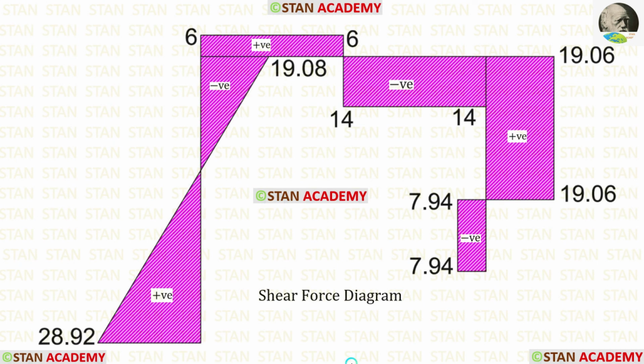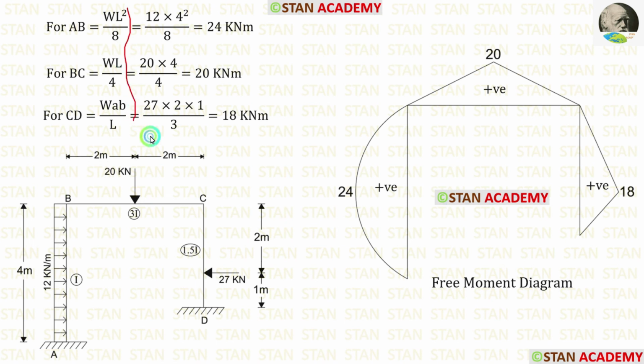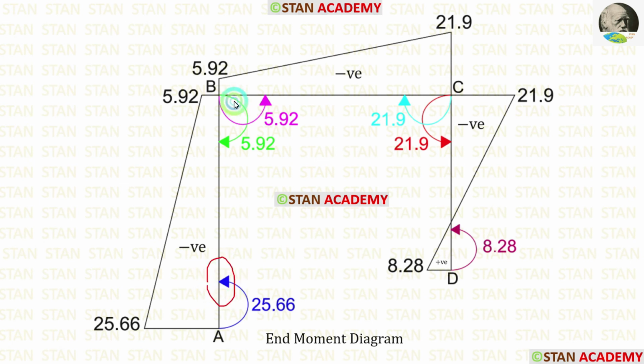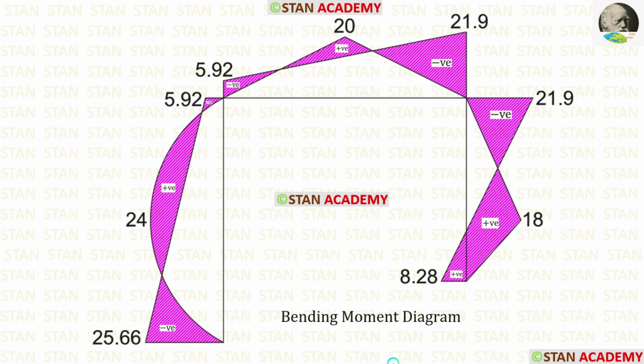Using the reactions and loads, we can make the shear force diagram. Using the formulas, we can make the free moment diagram. Using the direction of the end moments, we can make the end moment diagram. Then we can combine the free moment diagram and end moment diagram so that we will get the bending moment diagram.